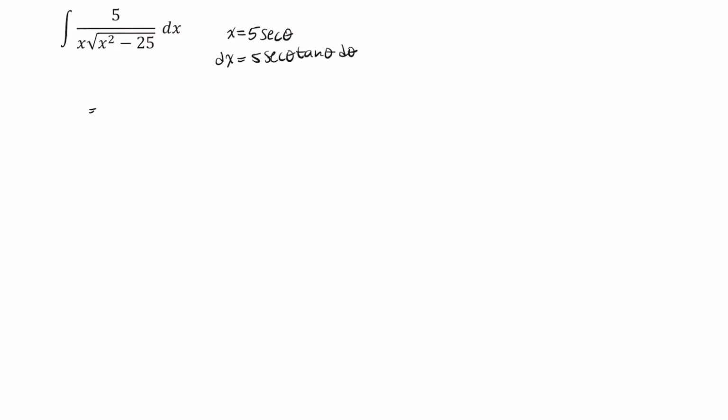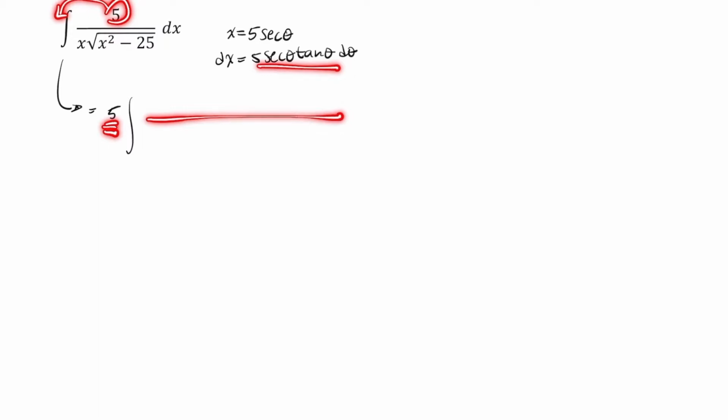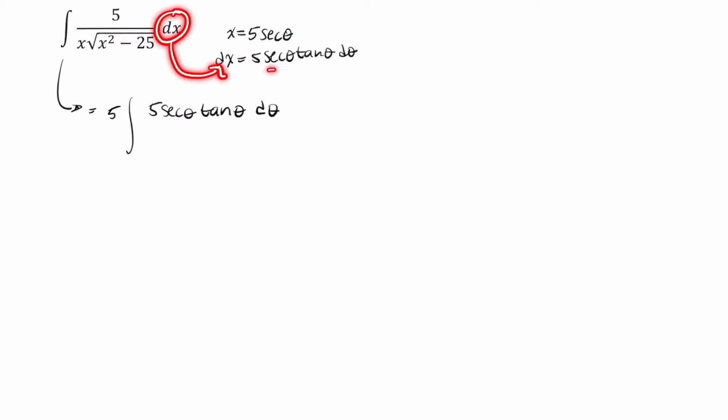Now we can rewrite this whole thing as 5 times the integral, and I should specify that's this 5. All I did was move it to the outside. This 5 is going in here. So this is 5 secant theta tangent theta d theta, and so all I've done is replace this dx here with all this, the secant tangent d theta, that is. And in my denominator, I have an x, that's 5 secant theta, and to that I'm multiplying the square root of x squared, so that's 25 secant squared theta minus 25.